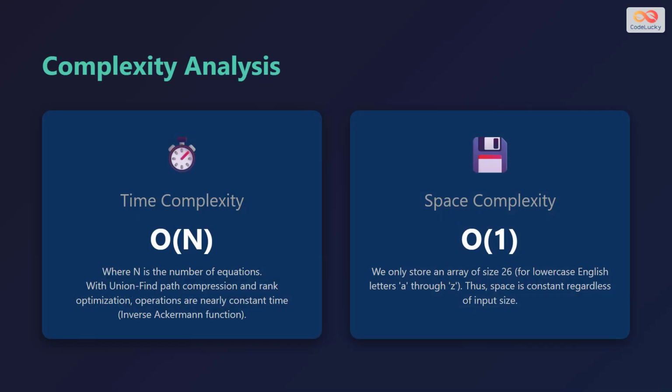This solution is incredibly efficient. The time complexity is effectively big O of n, where n is the number of equations. Thanks to path compression in the union-find algorithm, the operations are nearly constant time. The space complexity is O of 1 because we only need a fixed-size array for the 26 lowercase English letters.